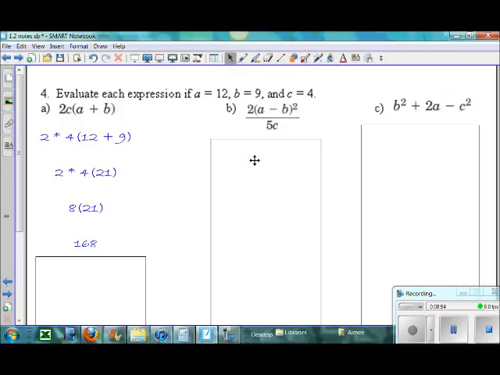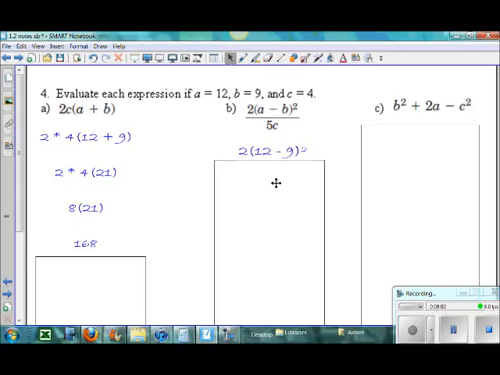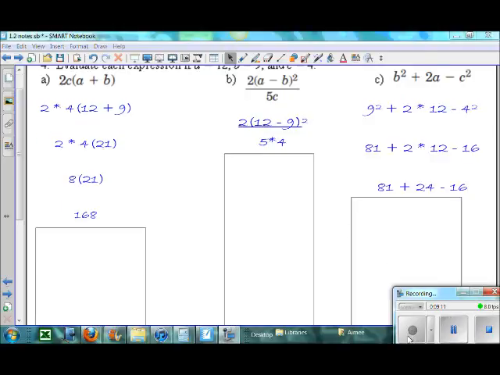Our next problem here is we have 2 times the quantity A minus B squared divided by 5C. We have 2 sets of grouping symbols. And in my example here, something happened to the stuff that's underneath. So let me pause it. Okay, now hopefully I have it fixed. That just goes to show you, we all make mistakes. Not a big deal. Hopefully we'll just learn from that mistake and move on.